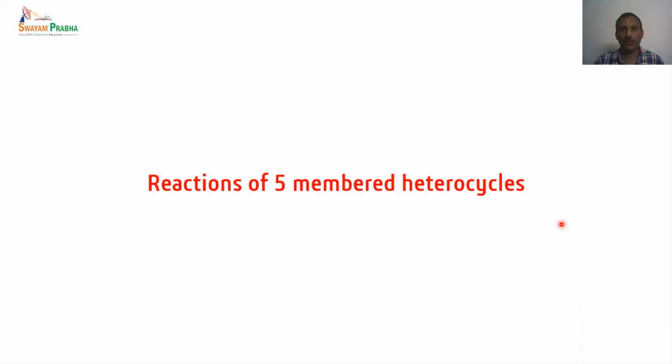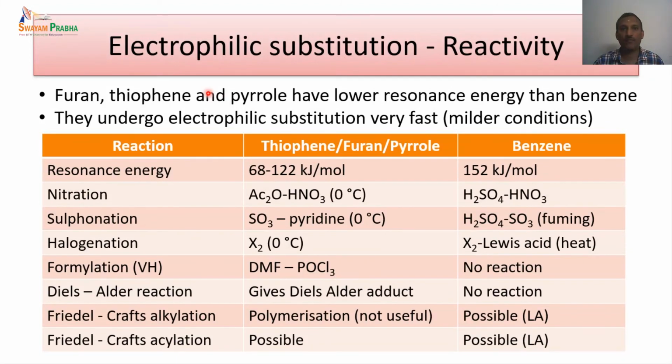In this session, we will be studying the reactions of 5-membered heterocycles, mainly furan, thiophene and pyrrole. Let us recap what we have studied in the earlier sessions. We have studied some basic principles about electrophilic substitution, basically the reactivity which is based on the resonance energies.